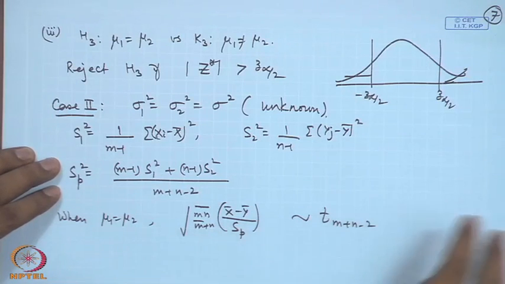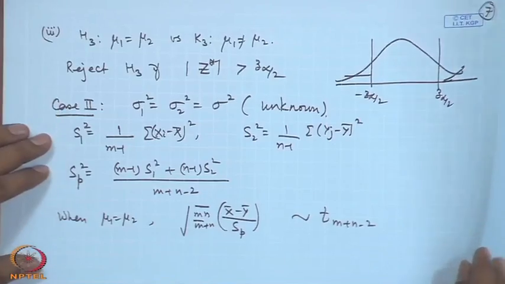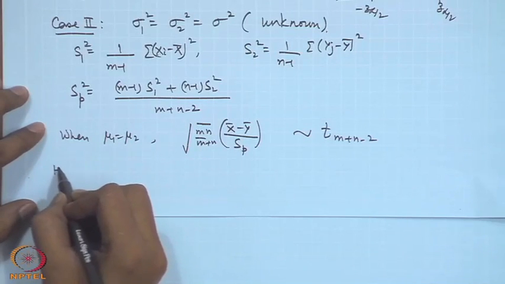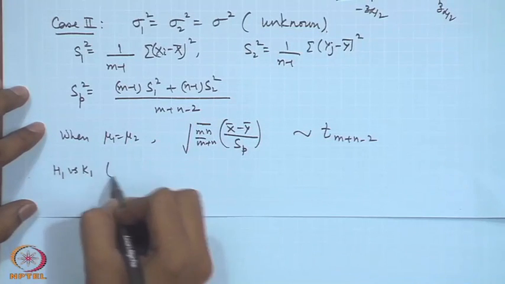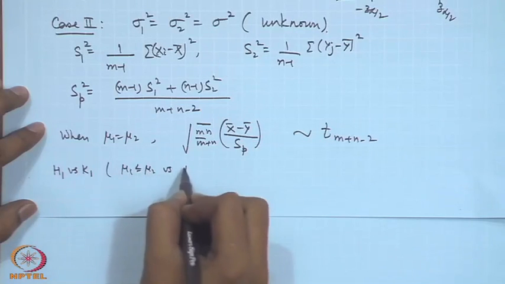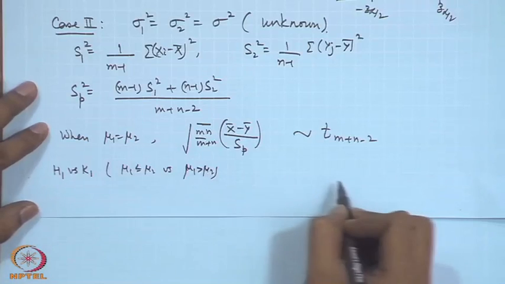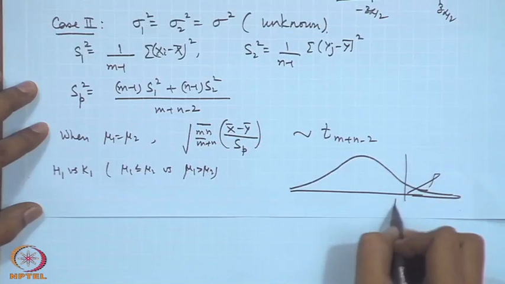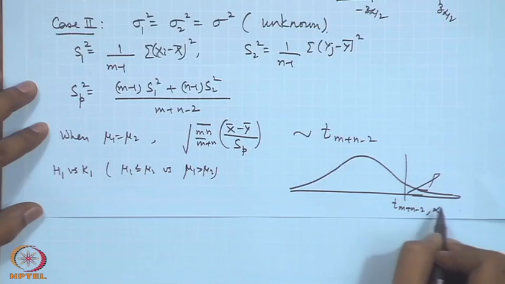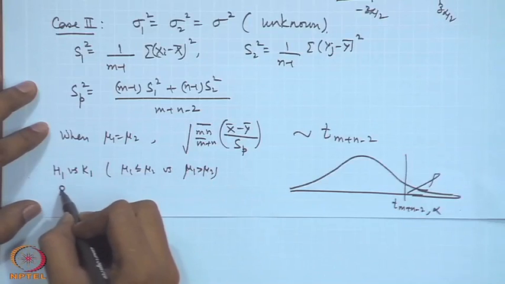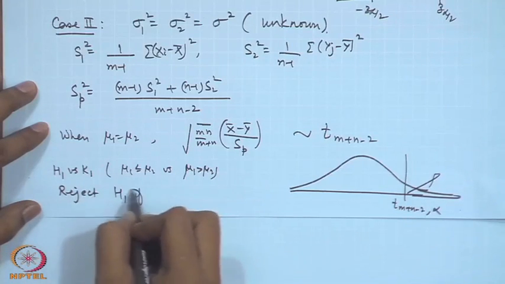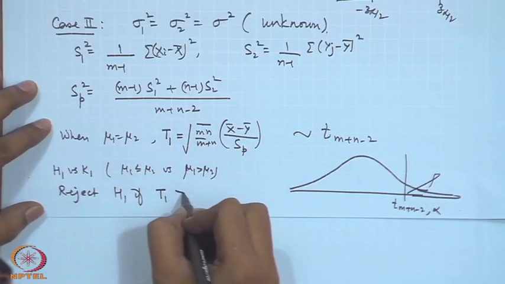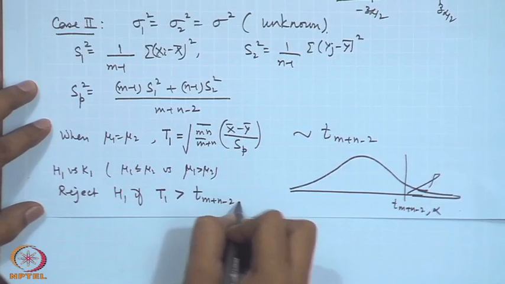Therefore, we can write down the tests for all the three situations. Let me just repeat it again. We are having the testing problems, that is h 1 versus k 1, that is mu 1 less than or equal to mu 2 versus mu 1 greater than mu 2. In this case, your rejection region will be on the right hand side, that is t m plus n minus 2 alpha. So, your region will be reject h 1 if, let us call this quantity say t 1, t 1 greater than t m plus n minus 2 alpha.